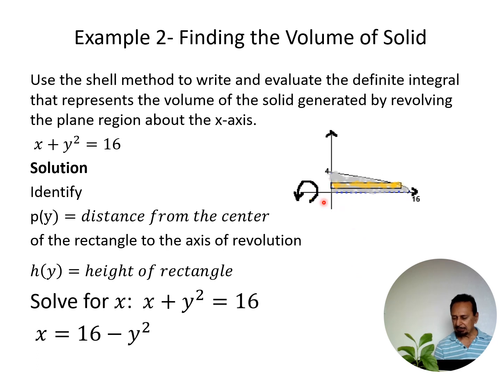And the length of this rectangle would be the difference between the x value on the y-axis, which is 0, and the x value on this boundary. So we have to find this x value from the boundaries. We have to solve the equation x plus y squared equals 16 for x. So this becomes x equals 16 minus y squared.